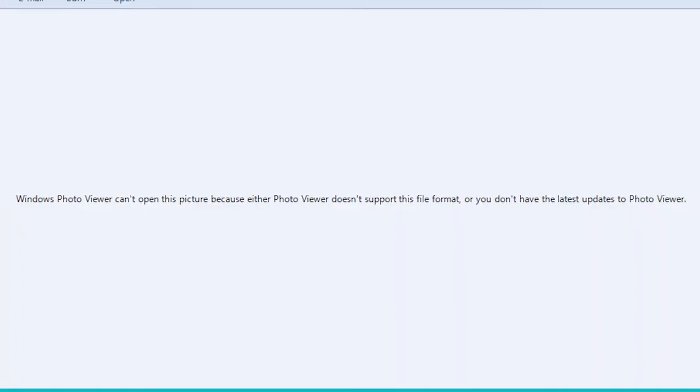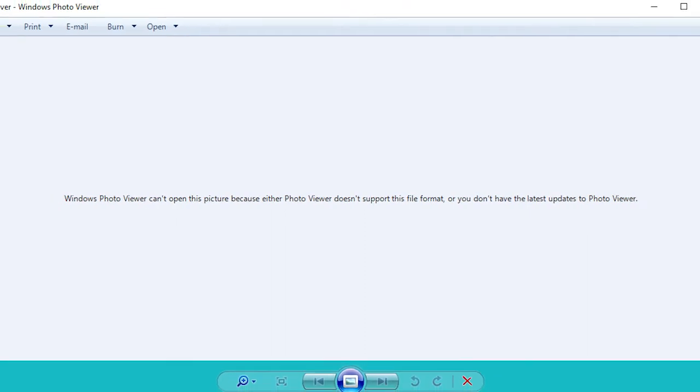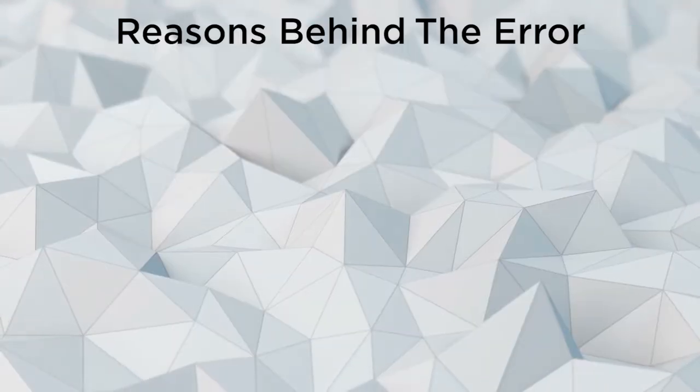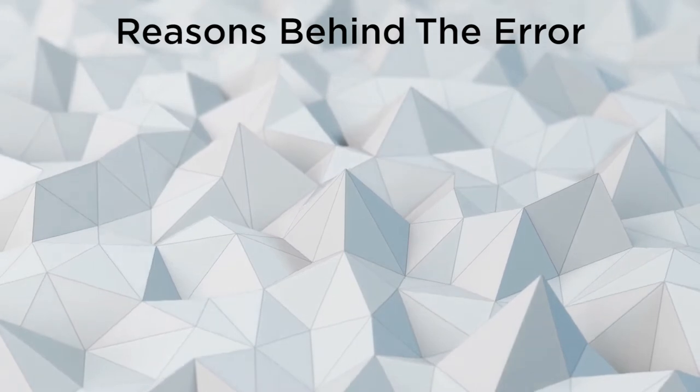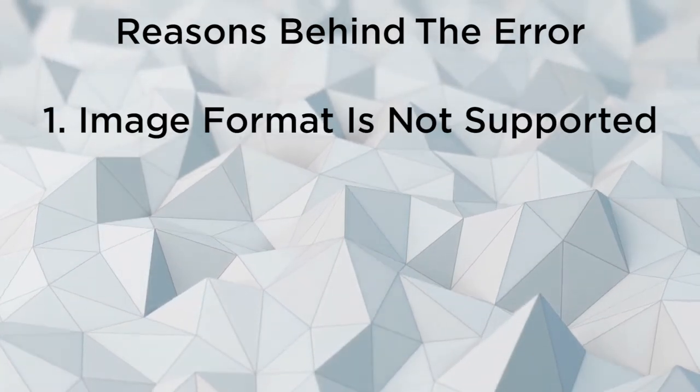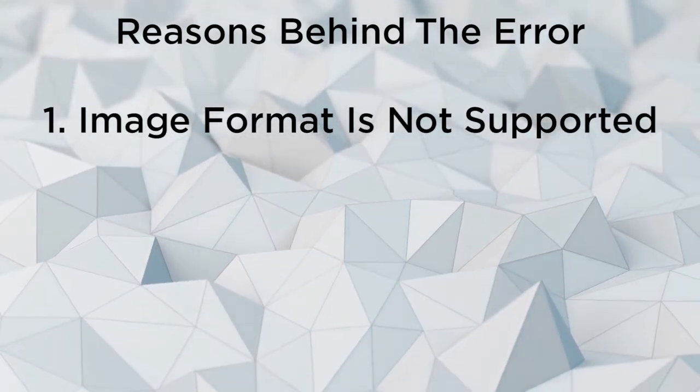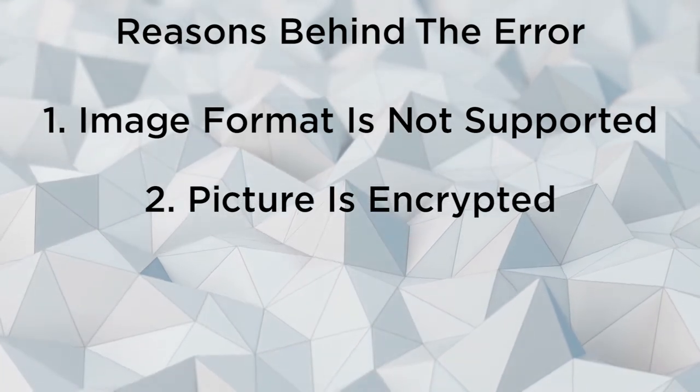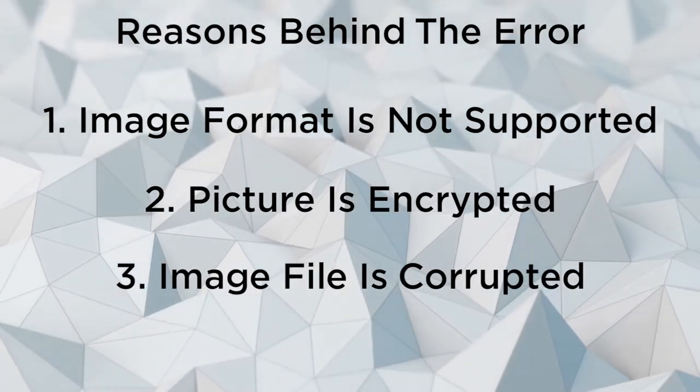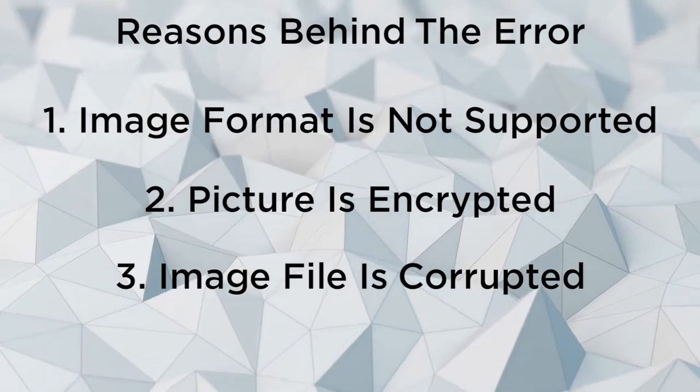In today's quick video, I will show you how to fix the error Windows Photo Viewer can't open this picture. Now there are three primary reasons why you might be getting this error, and they are: the image format is not supported by the program, the picture has some sort of encryption, or the picture is corrupt. Let's fix these issues one by one.